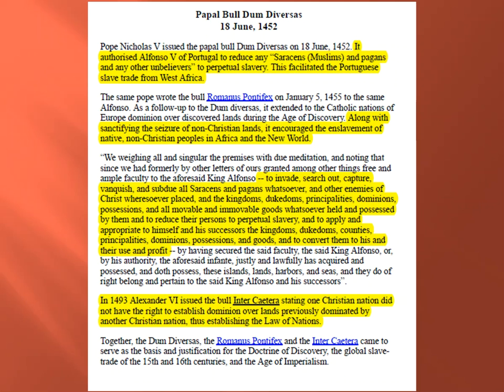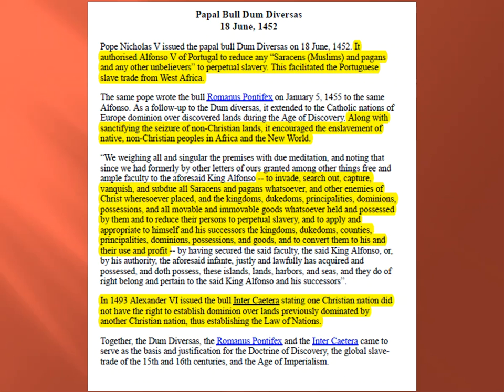We, weighing in all and singular the premises with due meditation, and noting that since we have formerly by our letters granted, among other things, free and ample faculty to the aforesaid King Alfonso to invade, search out, capture, vanquish, and subdue all Saracens, pagans whatsoever, and other enemies of Christ wherever placed, and the kingdoms, dukedoms, principalities, dominions, possessions, and all movable and immovable goods whatsoever held and possessed by them, and to reduce such persons to perpetual slavery, and to apply and appropriate to himself and his successors the kingdoms, dukedoms, counties, principalities, dominions, possessions, and goods, and to convert them to his and their use and profit.